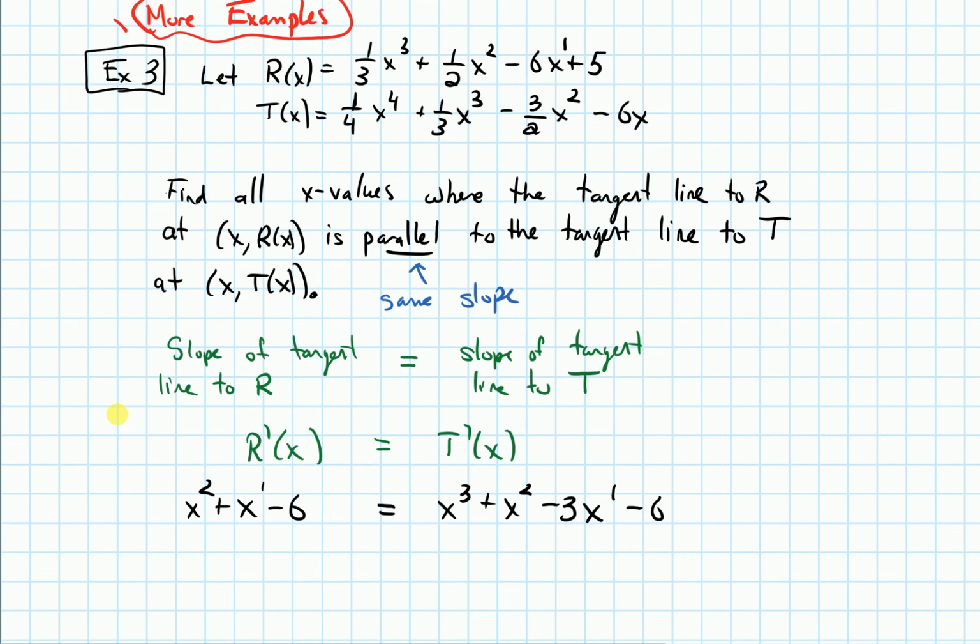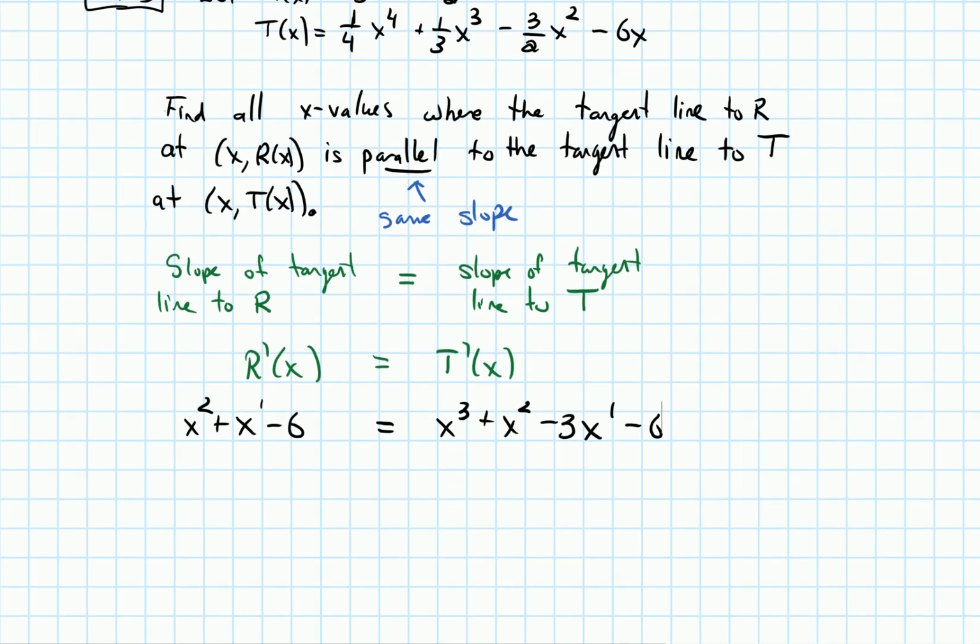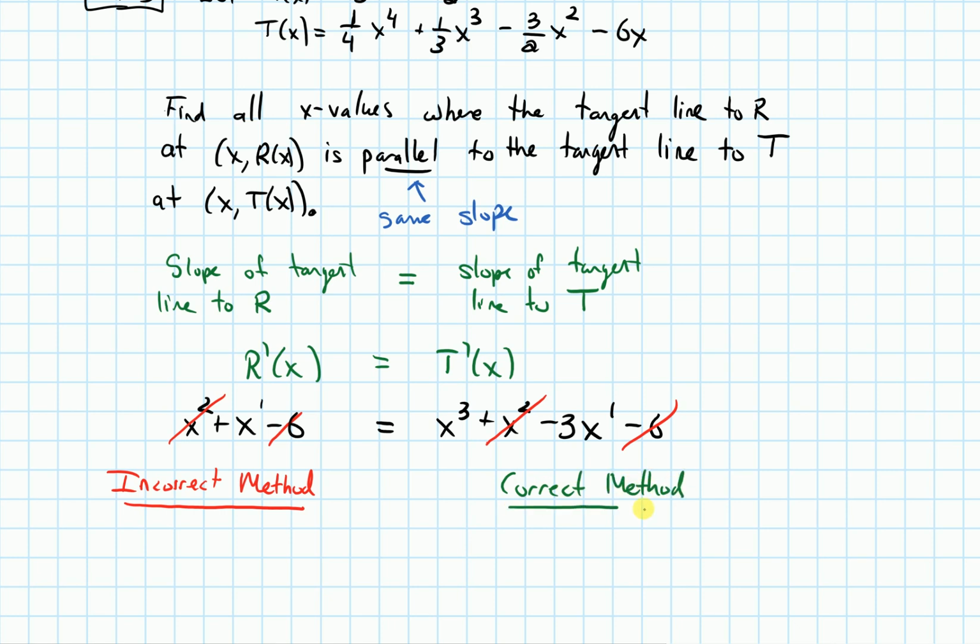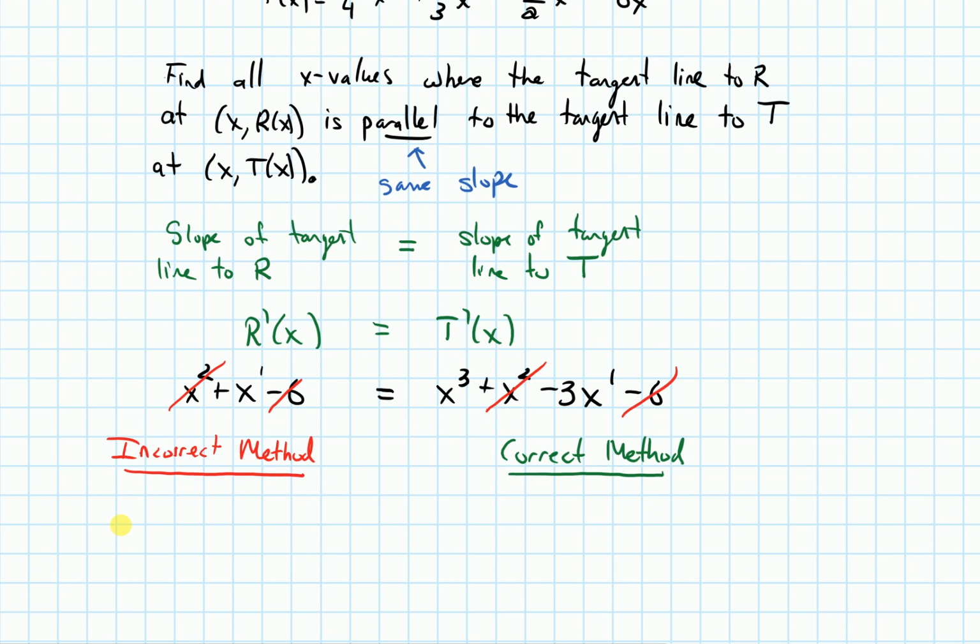All right, so we have these two functions, and I want to figure out when this equation is satisfied. I noticed that we can cancel an x squared from both sides and cancel a negative 6 from both sides. So I want to talk about two ways of solving this. The first, which is incorrect, because this is a common method that I see people doing, and I want to talk about why this is not right. And then after that, the correct method. It's important to discuss both of these so that we can recognize what makes the incorrect method incorrect and help avoid falling into that trap.